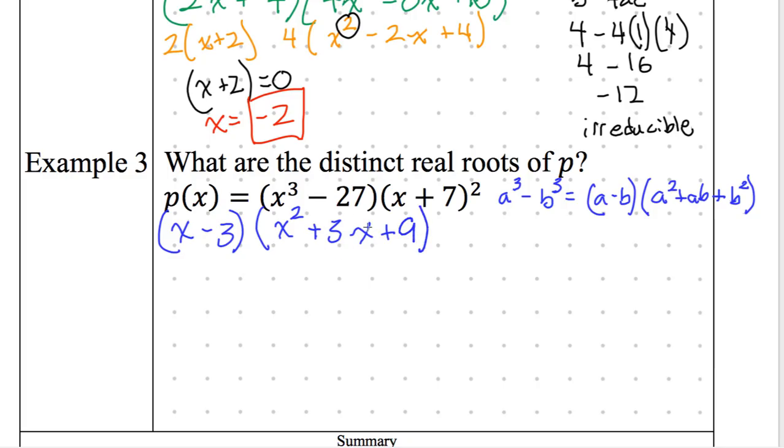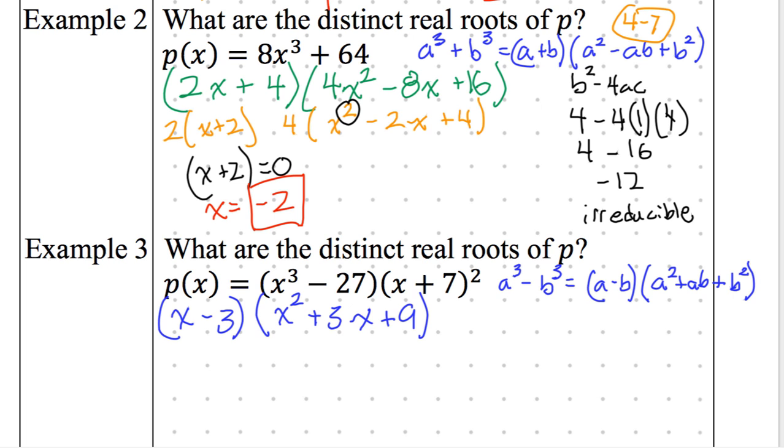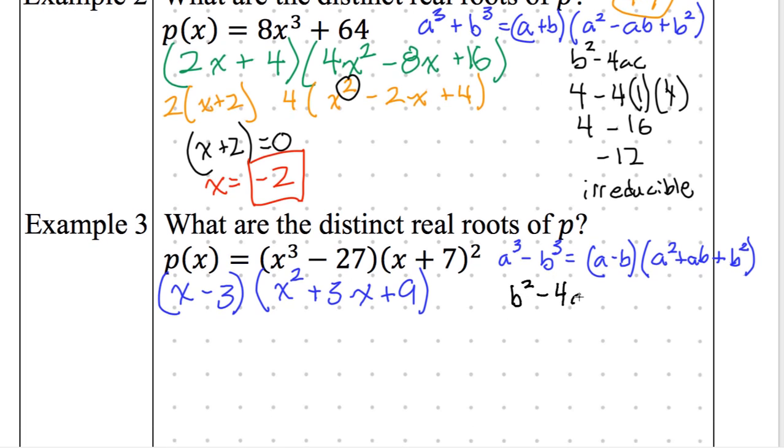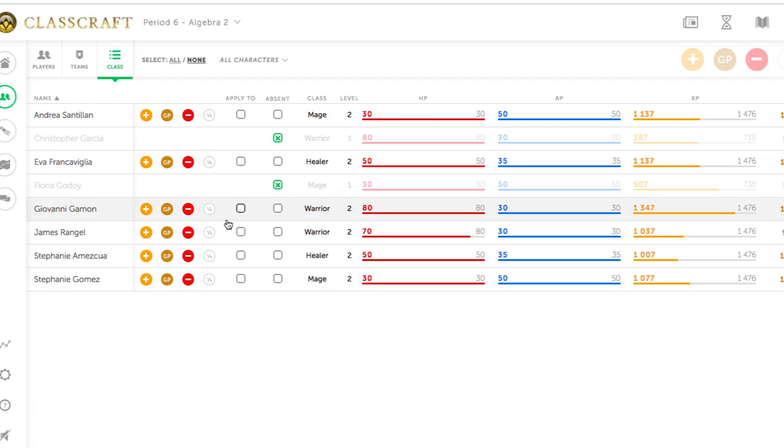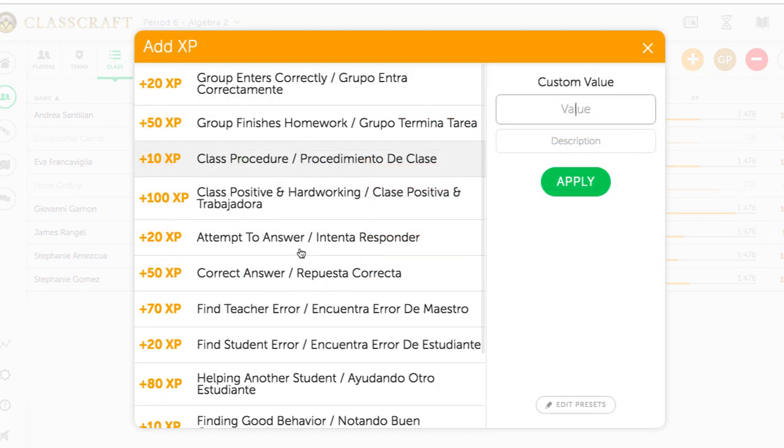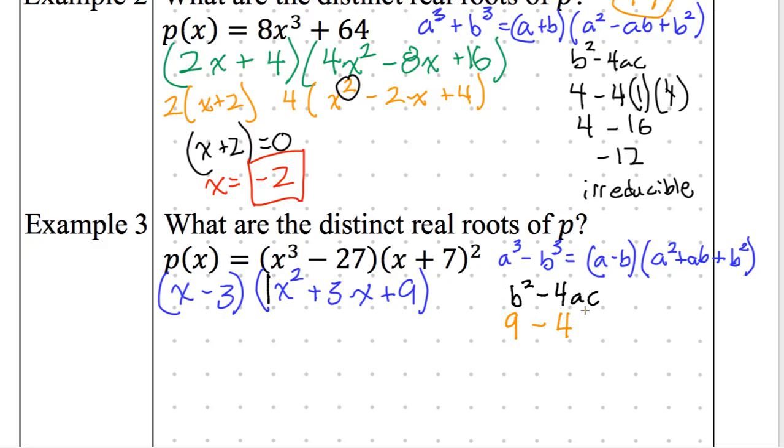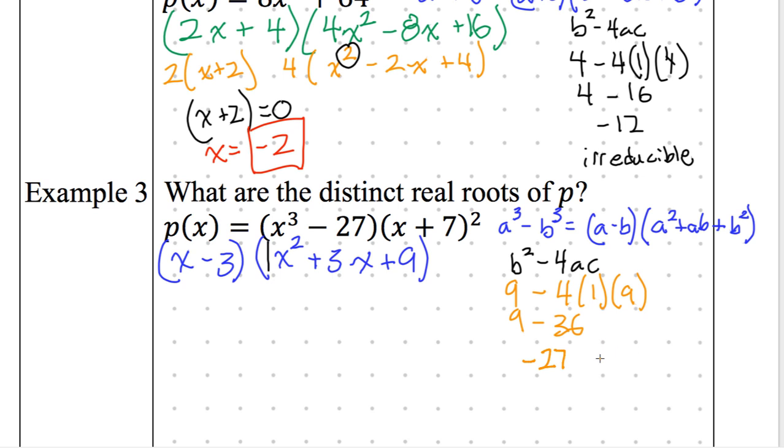All right. Let's check if this thing reduces or not. So again, I'm going to copy down b squared minus 4ac. There's an invisible 1 in front of the x squared. So, b squared is 9. 9 minus 4 times a, which is 1, times c, which is 9. 4 times 9 is negative 36. 9 minus 36 is negative 27. Negative, therefore it's irreducible.